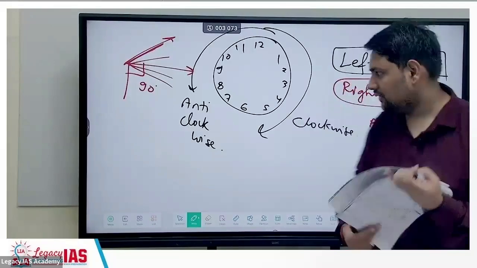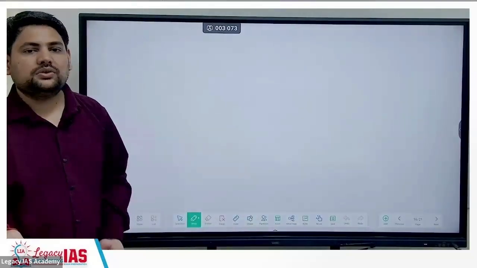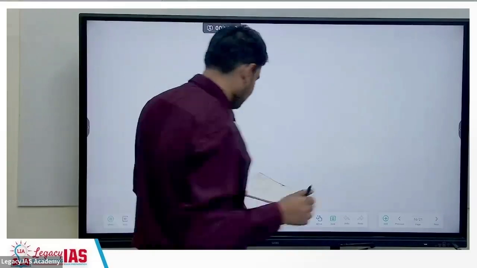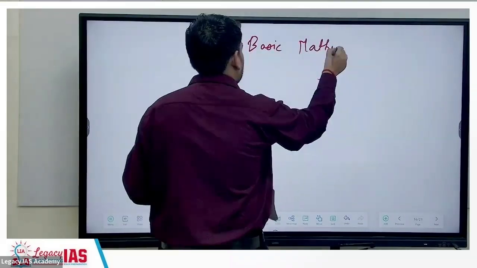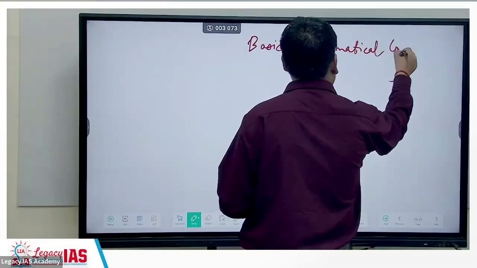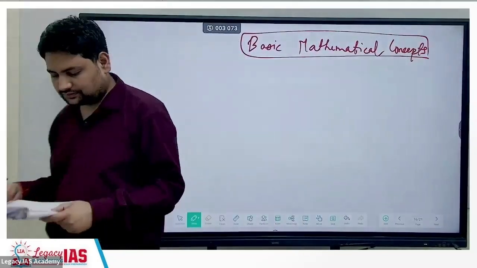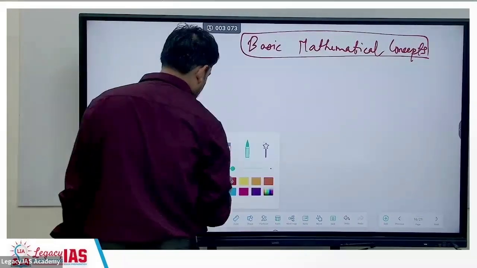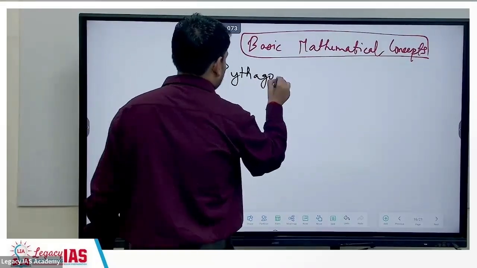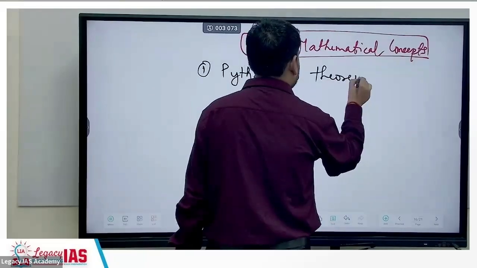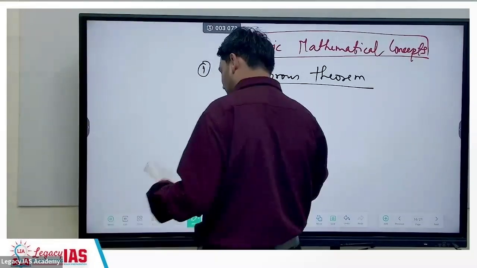Then there are some very basic mathematical concepts that we'll use in this chapter. So we will learn them. These are basic mathematical concepts. First, for obvious reasons, is the Pythagoras theorem. Correct your spellings.